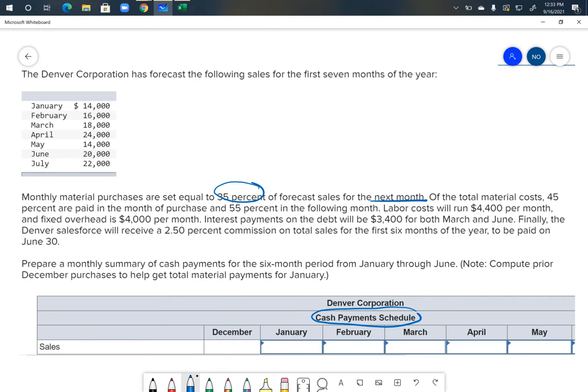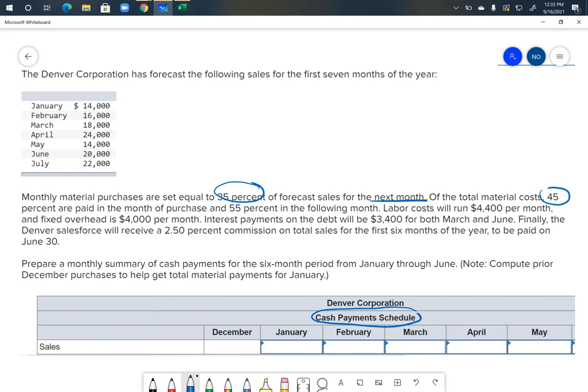And this is very key. The monthly purchases are at 35% of forecast sales for the next month. Of the total material cost, 45% are paid in the month of purchase and 55% in the following month. So they pay 45% in the month the materials are bought, and they pay the remaining 55% in the following month. Labor cost will run at 44,000 per month, and fixed overhead will run at 4,000 per month.